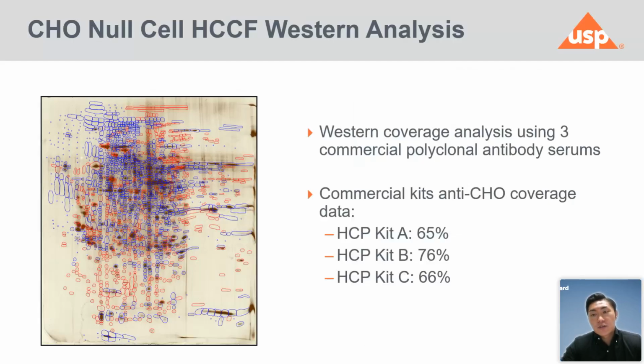So for Western coverage analysis that we did on this material, we used 3 different commercial polyclonal antibodies, sera, and the commercial kits of these anti-CHO coverage data came out to be, for the first kit, about 65%. For the second kit, about 76%. And kit C, we observed 66% in coverage analysis.